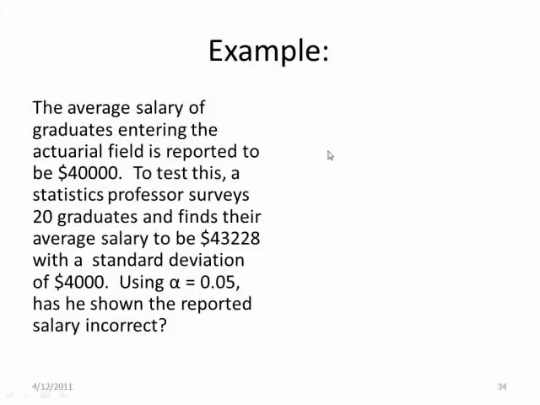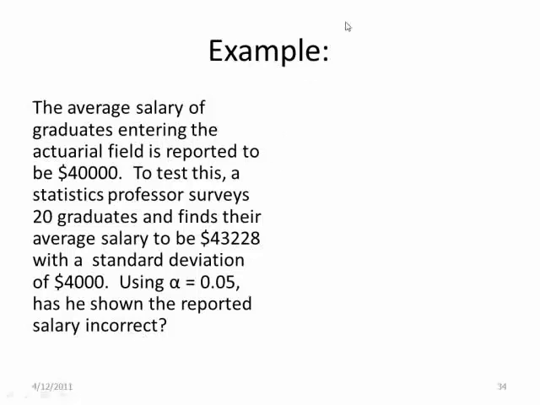Given that the average salary of graduates entering the actuarial field is reported to be $40,000, to test this, a statistics professor surveys 20 graduate students and finds their average salary to be $43,228 with a standard deviation of $4,000. So using alpha equals 0.05, has he shown the reported salary incorrect?